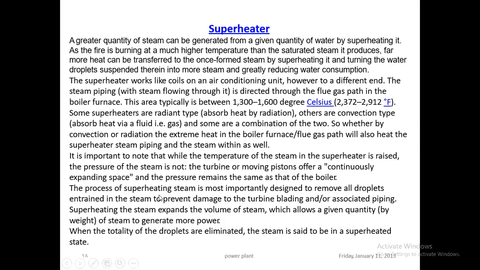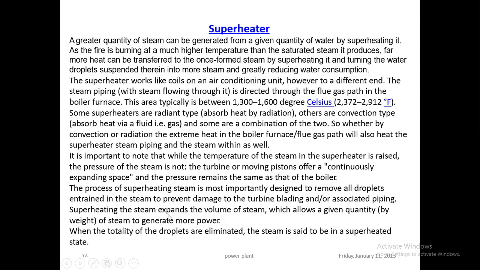The process of superheating steam is most importantly designed to remove all droplets of what? Droplets of water entrained in steam, to prevent damage to the turbine blades. As I already told you before, we have to use the kind of steam that has not a single droplet of water. Otherwise, corrosion and carbonization would form on the blades of the turbine, which are made of titanium. So we have to avoid moisture droplets on the turbine blades or associated piping.